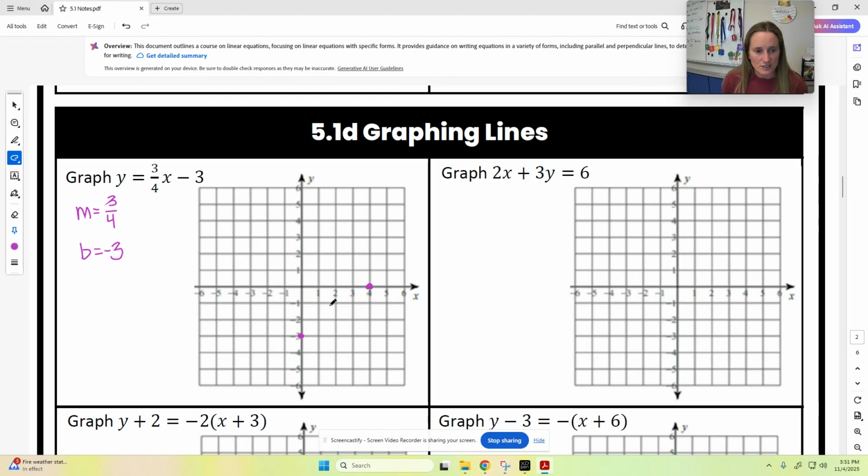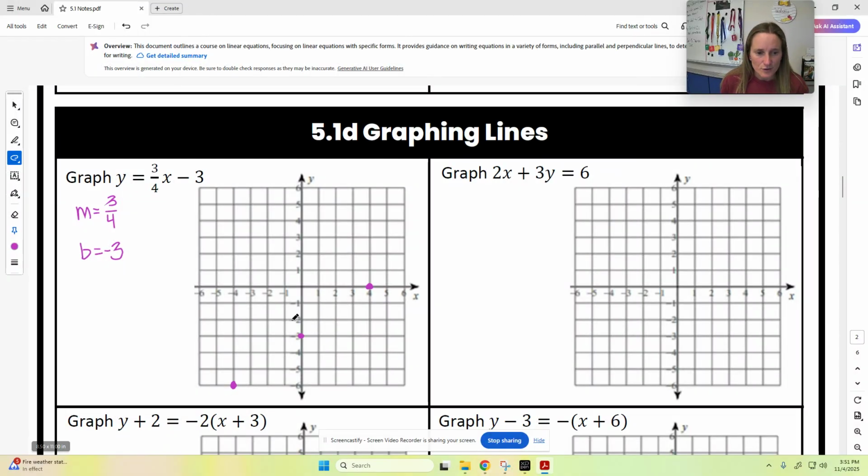If you ever find yourself not being able to move up and over or down and to the right, remember that you can always do the reverse. I could move -3 and -4, which would still give me an overall positive slope, because a negative divided by a negative is a positive.